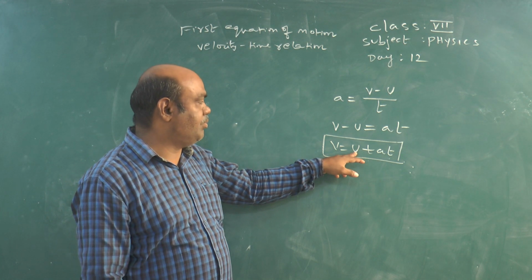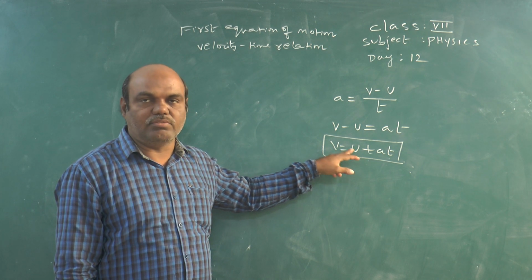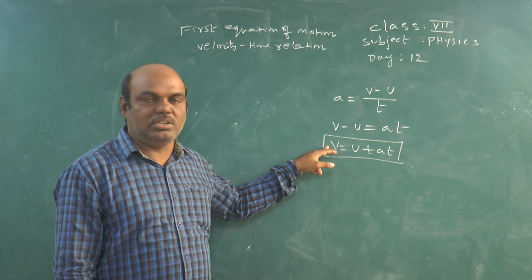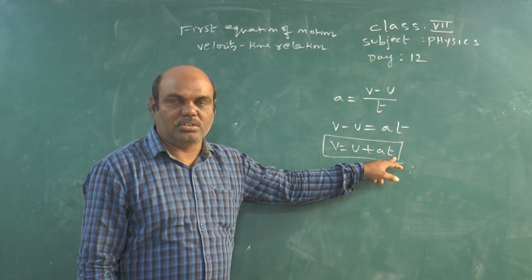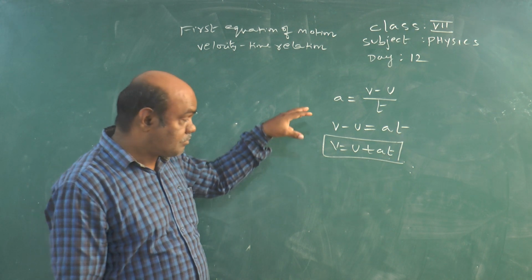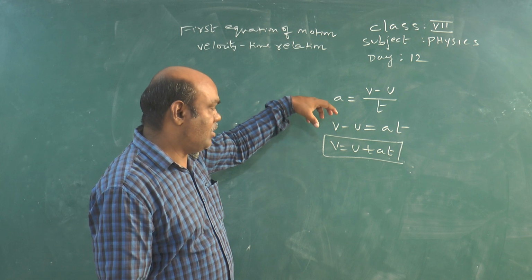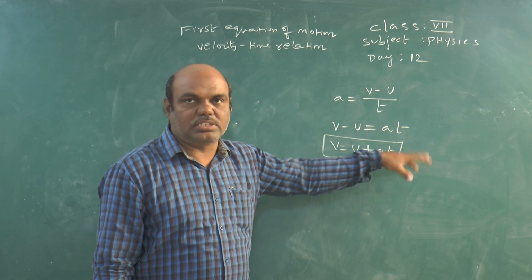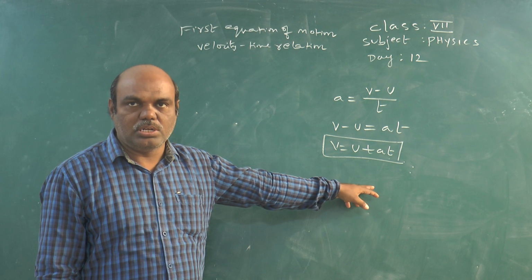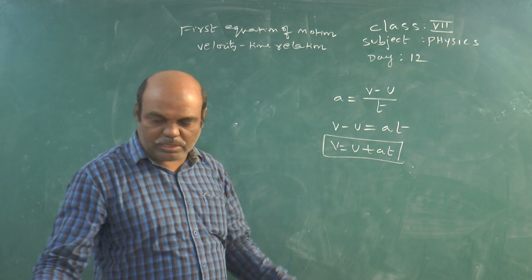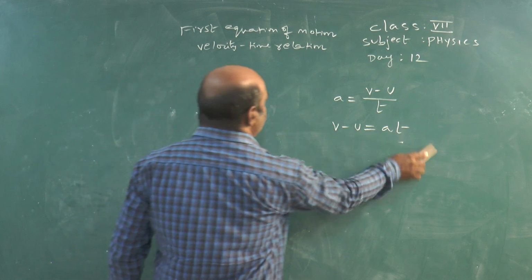In this, u is called initial velocity, v is called final velocity, a is called acceleration, and t is the time taken. Here it is velocity and time based, that's why this relation is called the velocity-time relation. Based upon this, now we are going to discuss some bits.